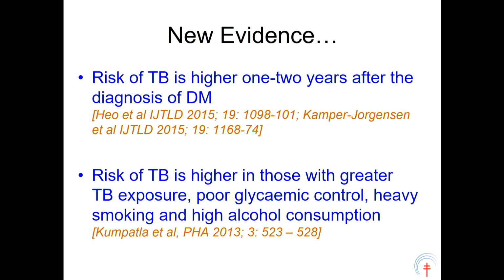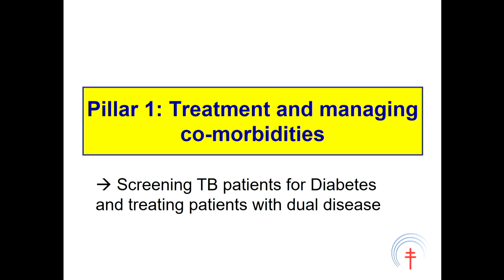There's some new evidence that has recently emerged. The risk of TB appears to be higher 1 to 2 years after the diagnosis of diabetes has been made, probably because the diabetes is out of control at that time. And the risk of TB is higher, not surprisingly, in those with greater TB exposure. So, for example, healthcare workers with diabetes working in health facilities, those who have poor glycemic control, and those who smoke heavily and drink heavily.